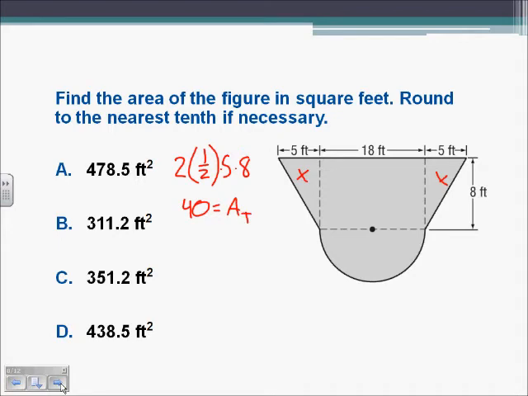The area of our rectangle is just going to be base times height. So area of our rectangle is going to equal 18 times 8. That's going to equal 144.